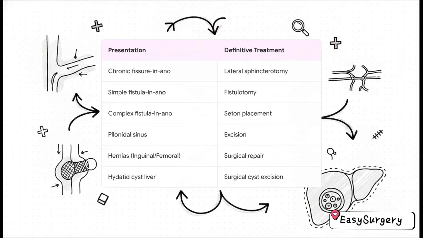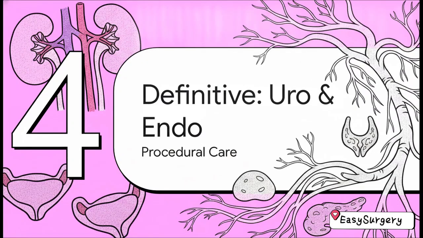For hernias, whether femoral or inguinal, they require their respective surgical repairs. And if you're dealing with a hydatid cyst of the liver, you're looking at surgical excision, but really only in carefully selected cases. Section 4, Definitive Treatments for Uro and Endo.